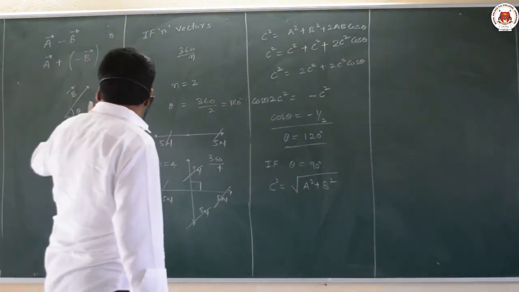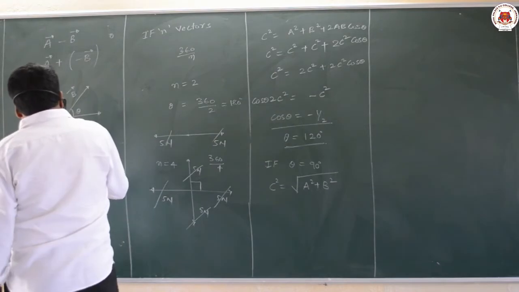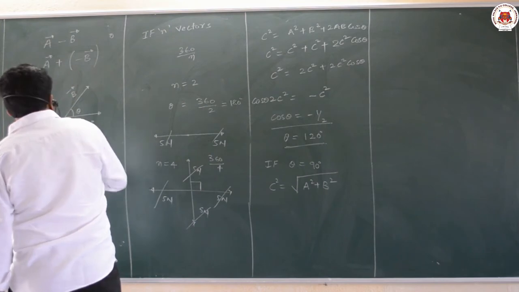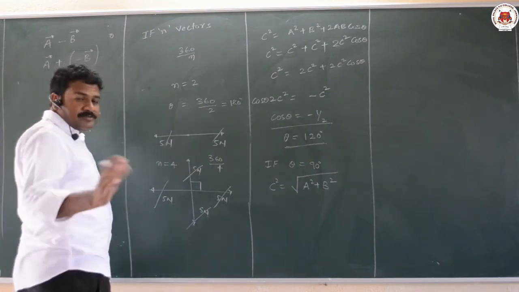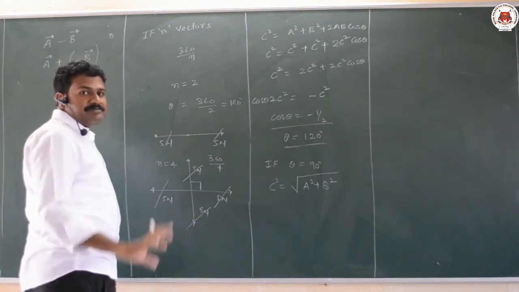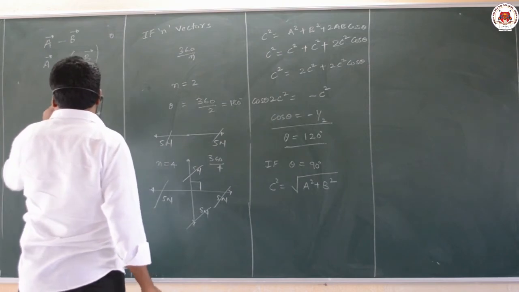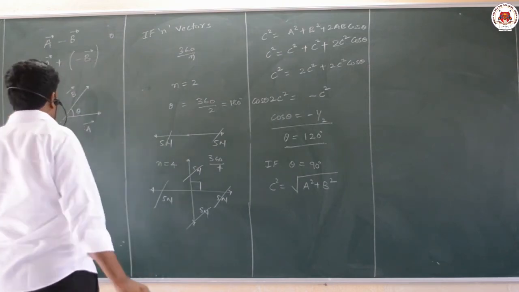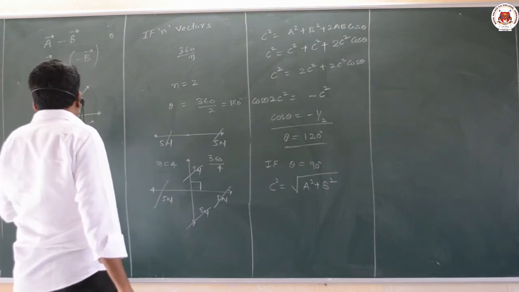This is B, you draw the negative of B. See, very simple. By using the parallelogram law of vectors we can solve subtraction also. For that there is no need to read again. So the angle between A and B, this is minus B bar. The angle between A and B is theta.